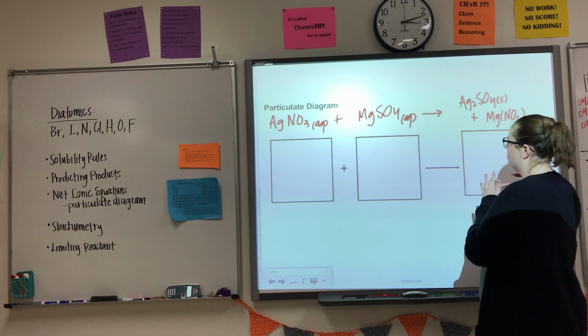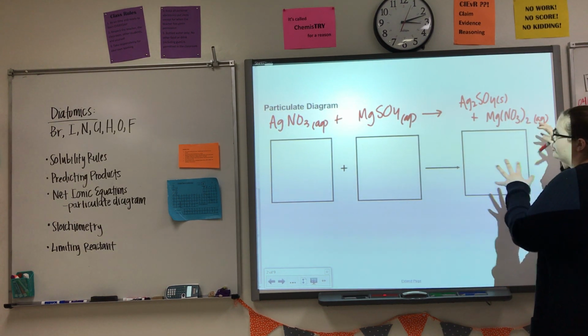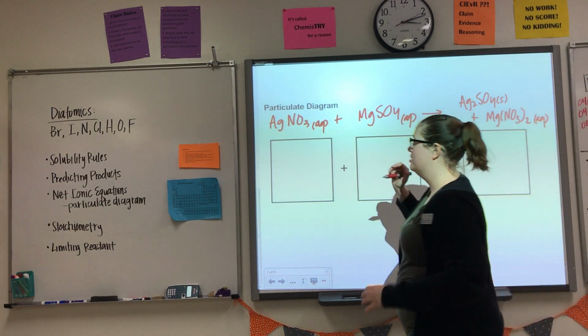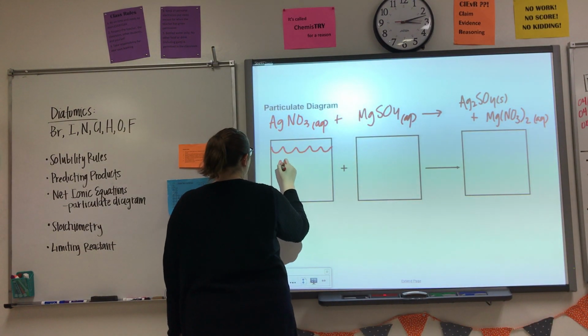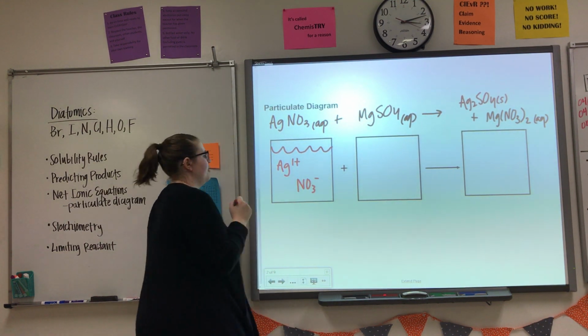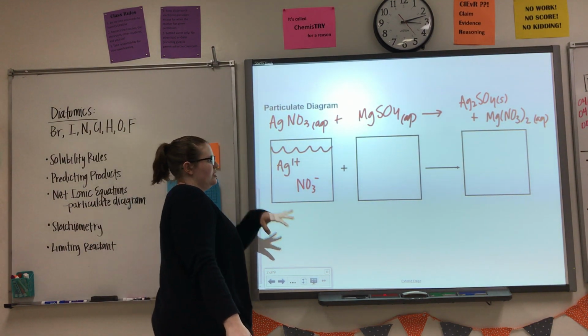Now, if you heard me blunder my words a second ago, it's because I was getting ahead of myself. So your particulate diagram is basically showing you your ionic equation. I'm just showing you the ions I have in solution. So in solution, I'm going to have Ag1 plus and NO3 minus, my two ions just floating around. I don't have to put aqueous because they're in my solution.